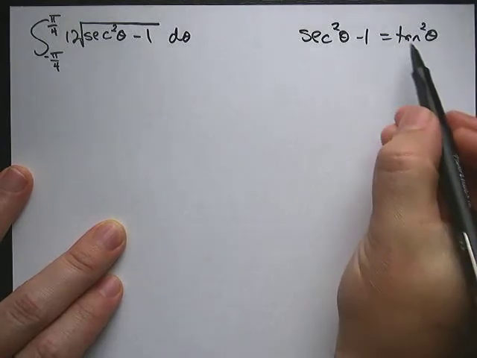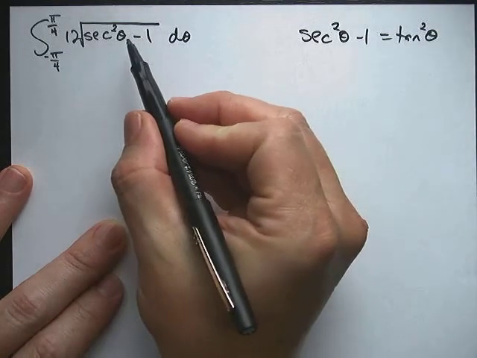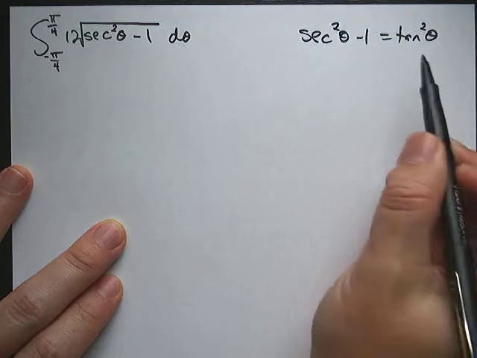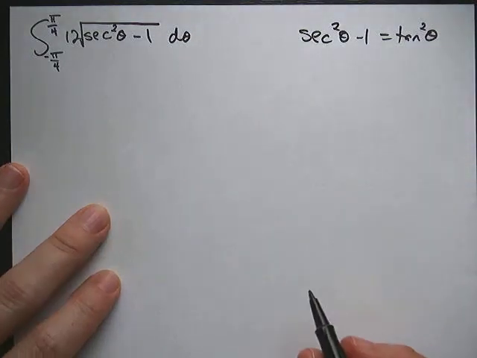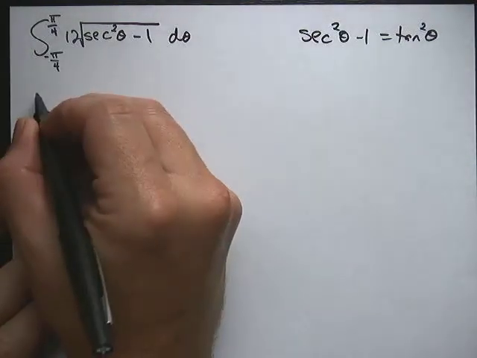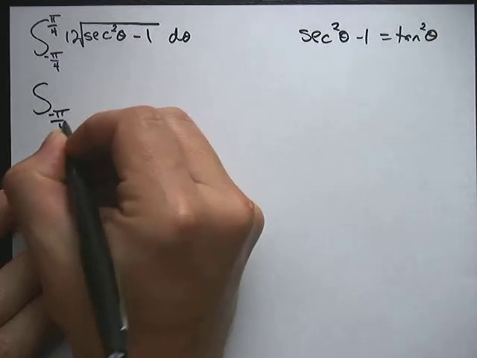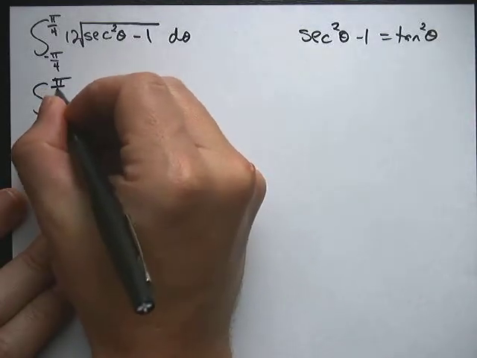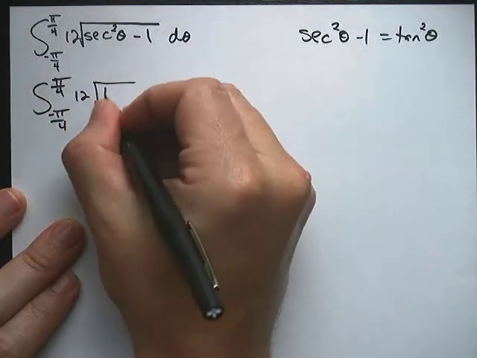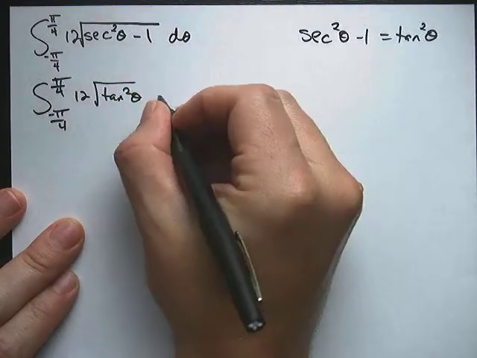Okay, so we'll substitute that in, and the reason being is because we'll have a square root and a square, which will in essence cancel each other out. Okay, so let's write that in there really quick. So we get 12 times the square root of tangent squared theta d theta.